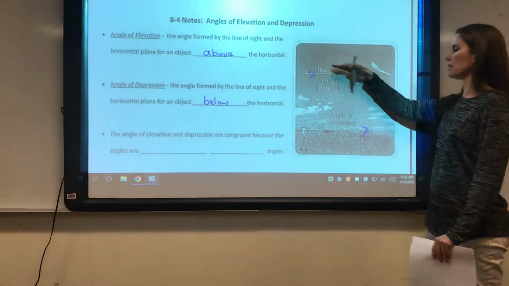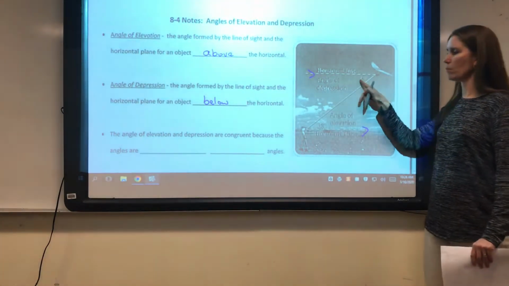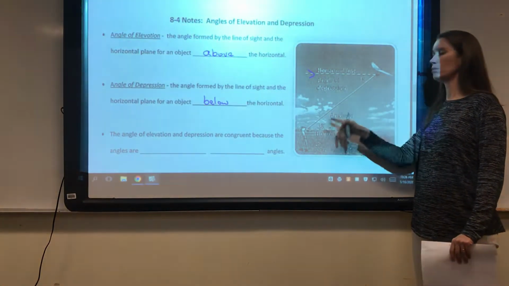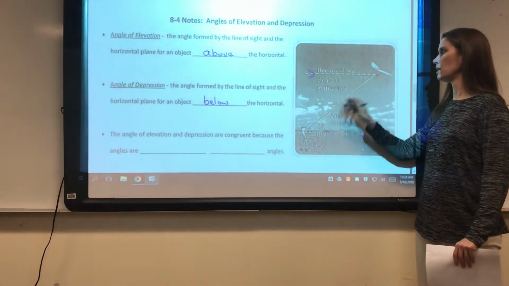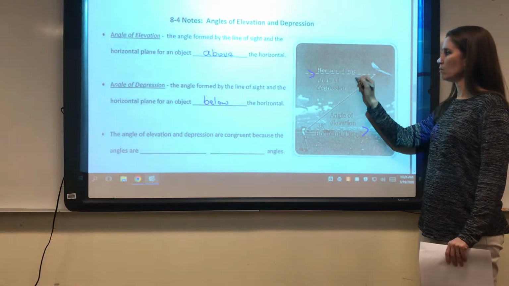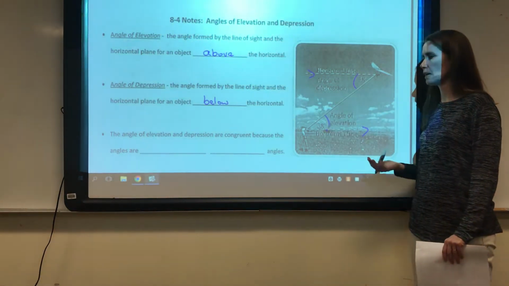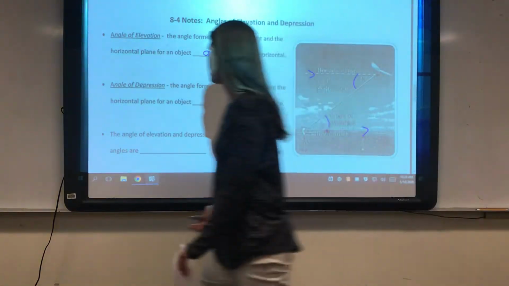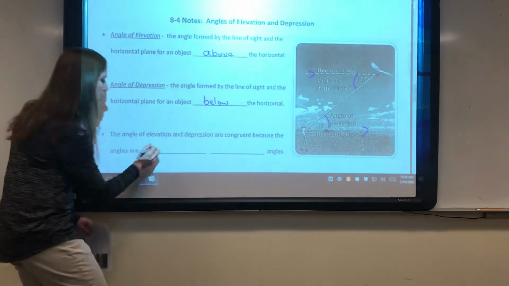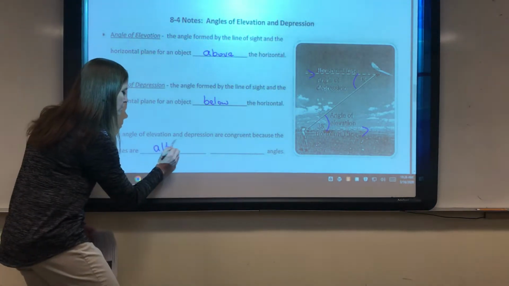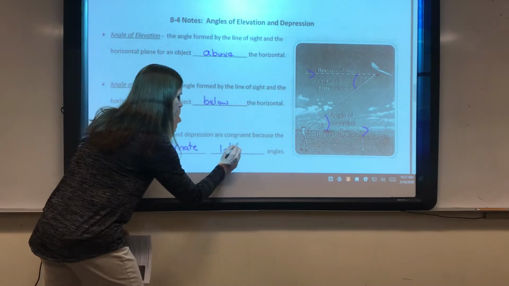Okay, and if these lines are parallel and this is a transversal, think about what kind of angles these two angles would be. That goes back to chapter 3, that these two angles would be alternate interior angles, which therefore means that they are congruent to each other. Okay, so that's going to be a helpful thing to remember, and that's what it's saying down here. The angle of elevation and angle of depression are congruent because the angles are alternate interior angles.